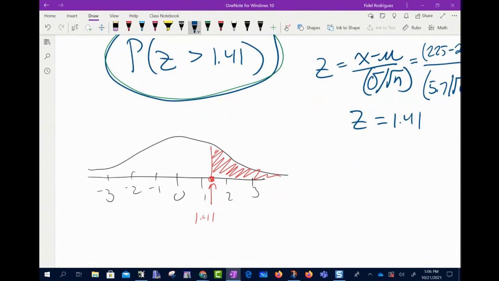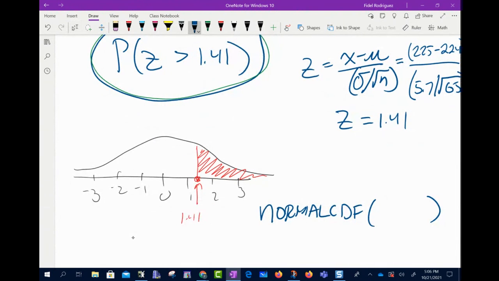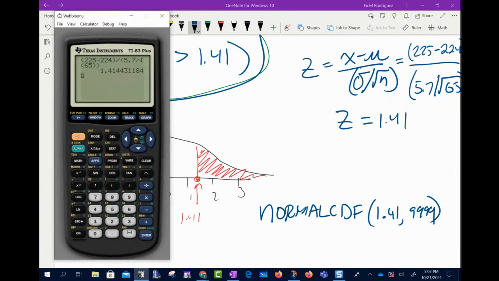I bet you guys, I don't even have to tell you what you're going to do, right? I bet at this point you know you're going to go normal CDF. And would you say you're going to go 1.41 comma 9999 just by looking at the picture? Yes. And if I go second VARS, normal CDF, 1.41 comma, and then a whole bunch of nines, and hit enter, I'm coming up with 0.0793.